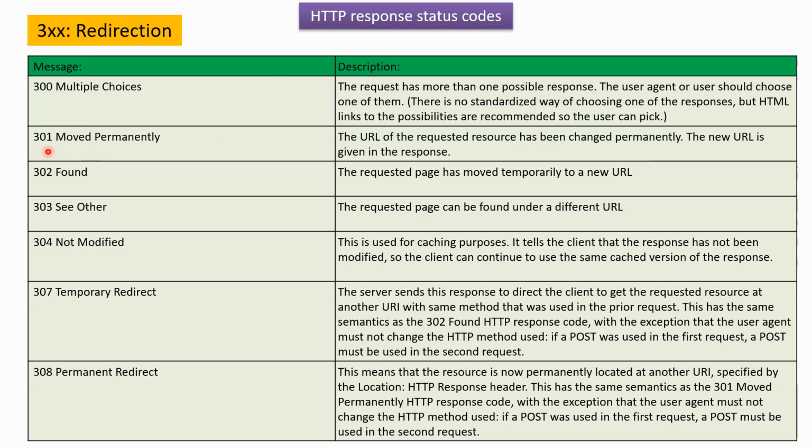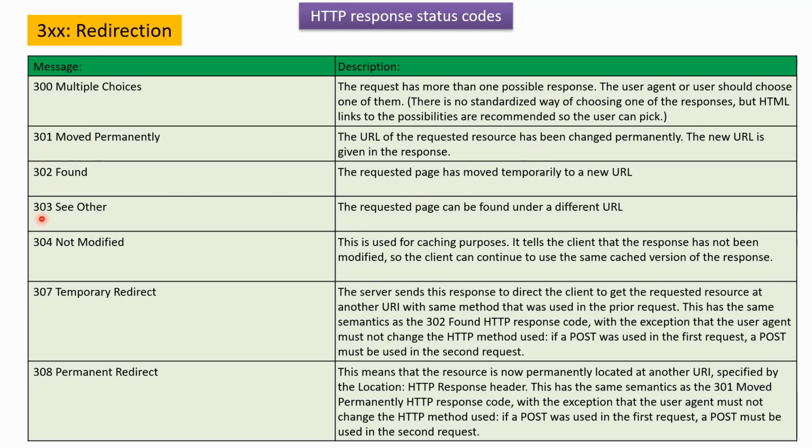Status code 301, which is moved permanently. The URL of the requested resource has been changed permanently. The new URL is given in the response. Status code 302, which is nothing but found. The requested page has moved temporarily to a new URL.